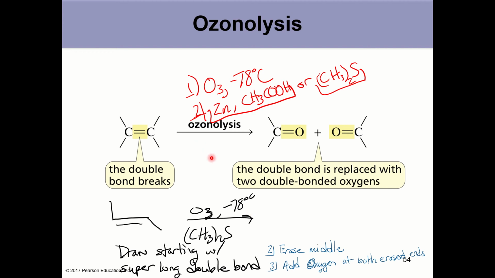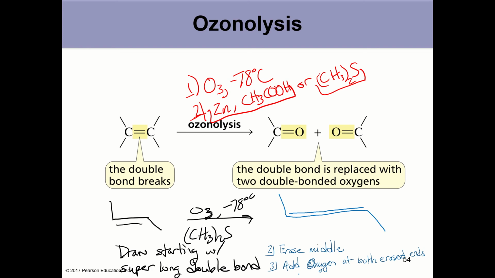So what is the methodology for this reaction? So we have an alkene, and they give us the reagents for ozonolysis. What you're going to do is you're going to draw the starting material in the position of the product, but draw it with a super long double bond. So let's draw it in, for example, blue, and draw it with a super long double bond as suggested. Okay, so there's our super long double bond.